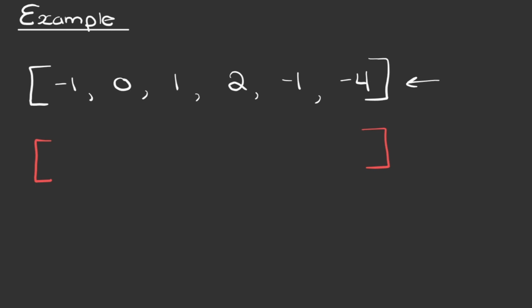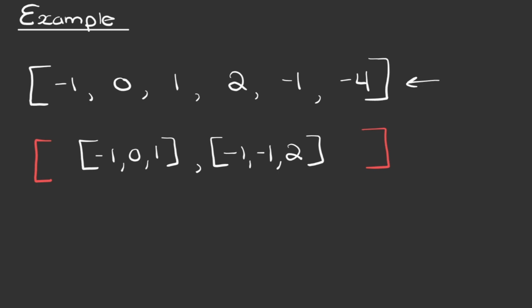If we look through the integer array, we can see that there will be exactly 2 triplets that satisfy these conditions. These are the triplets that contain -1, 0, 1, and also -1, -1, 2. And you can see that these both sum to 0. Now you might be asking how I found these triplets from the integer array nums.